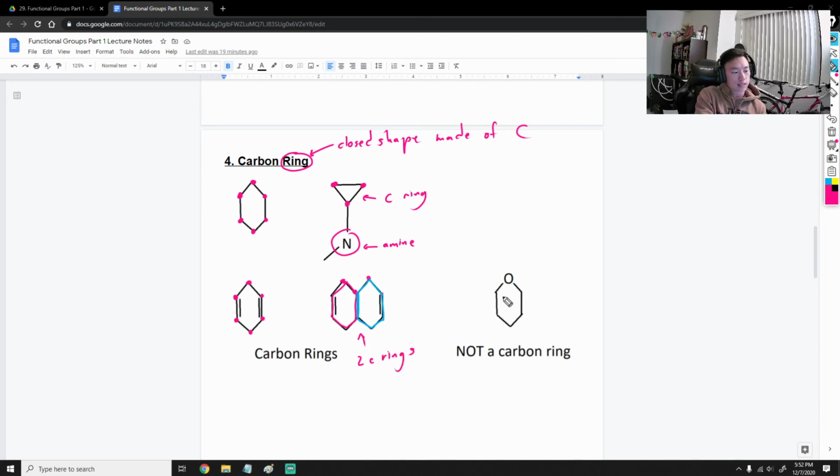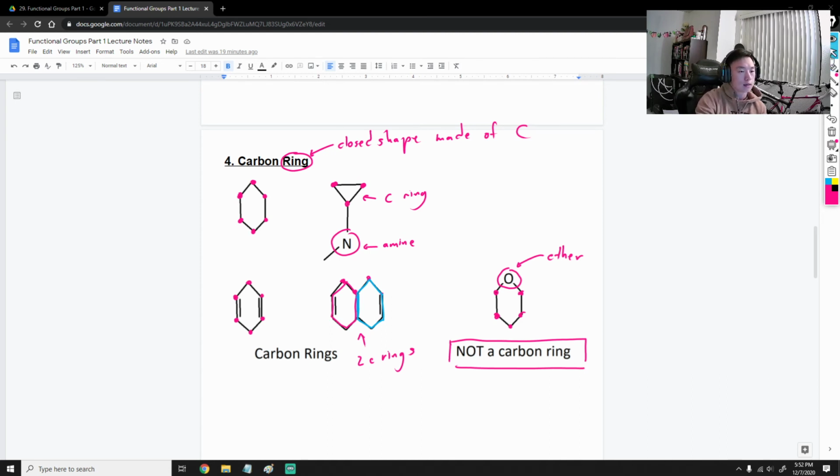Now, an example of something that's not a carbon ring is this right here, because if you notice, it's a closed shape, but there is an O in the middle of it, right? So this is actually not going to be a carbon ring because it's not a completely closed shape with only carbons. Instead, this part right here, it's an O connected to 2 carbons. So this is actually going to be an ether. This is not a carbon ring. So just make sure you're careful about that. If you want to call something a carbon ring, just make sure that all the sides, all the corners of that closed shape are carbons.